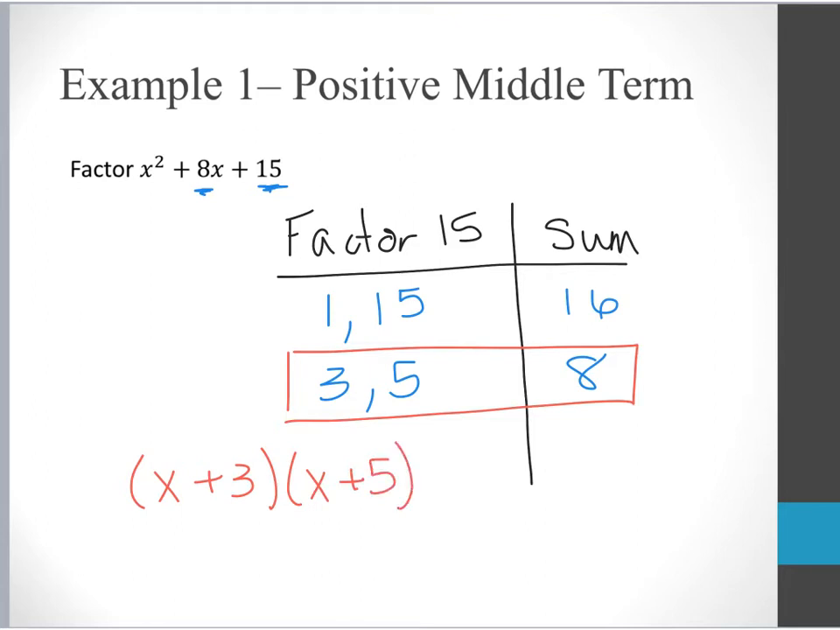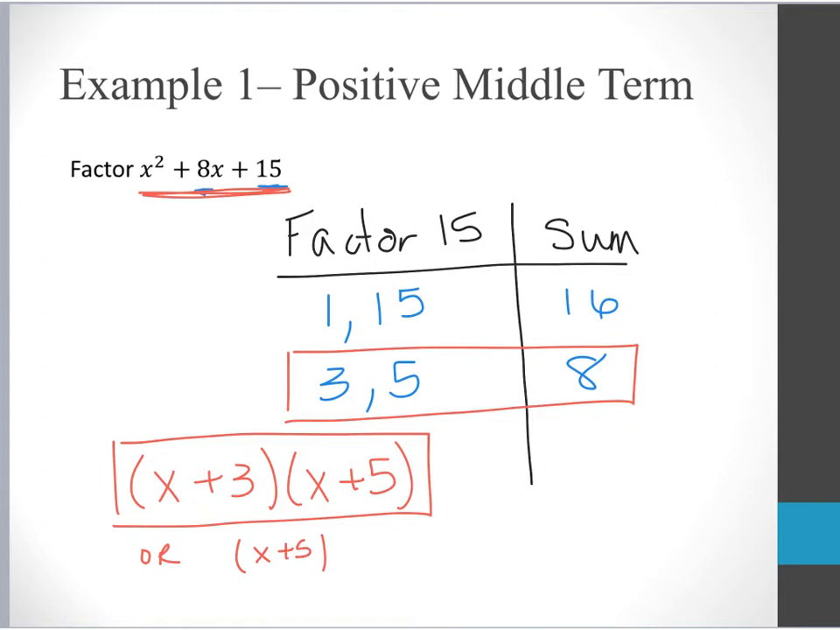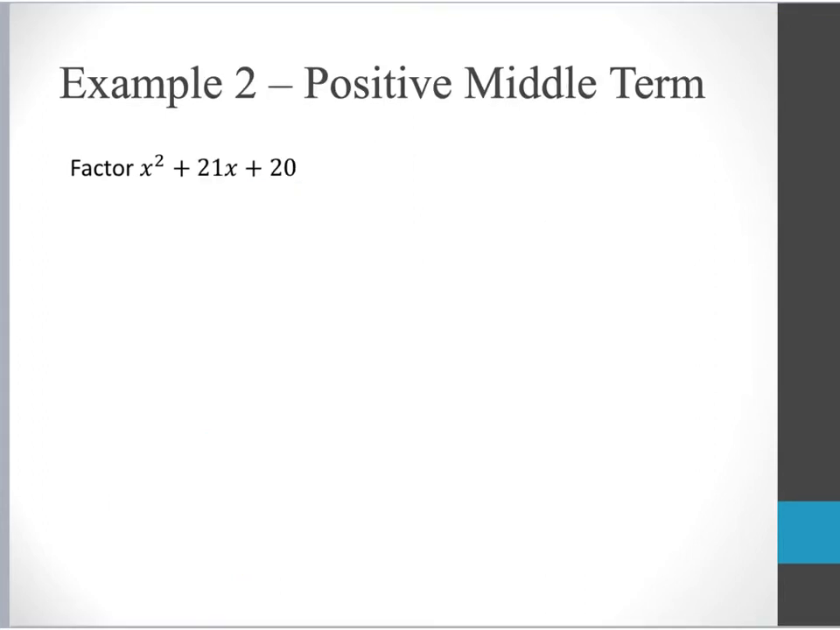And this, if I were to FOIL that, would give me x squared plus 8x plus 15. And you could, if you wanted to, write this as (x plus 5) times (x plus 3). Either way, you're good.